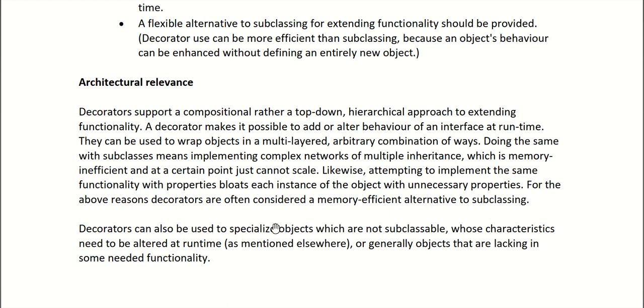Okay, that's what we are explaining here. Likewise, attempting to implement the same functionality with properties bloats each instance of the object. Same thing we can achieve by implementing a lot of properties on the instance. Again, the problem with this is if some feature doesn't want all the properties, some of the properties will become unused. Simply, they are unnecessary properties which your object has to deal with.